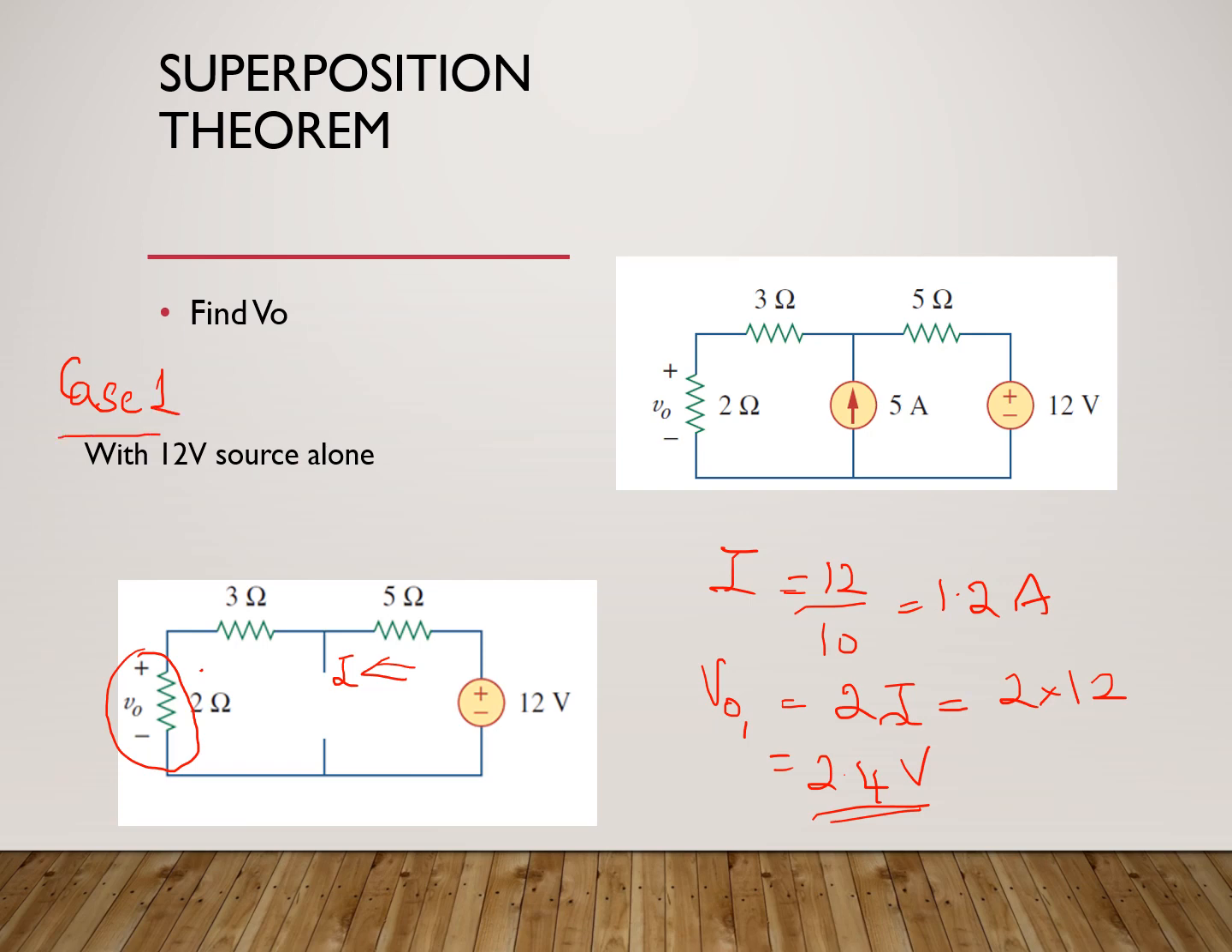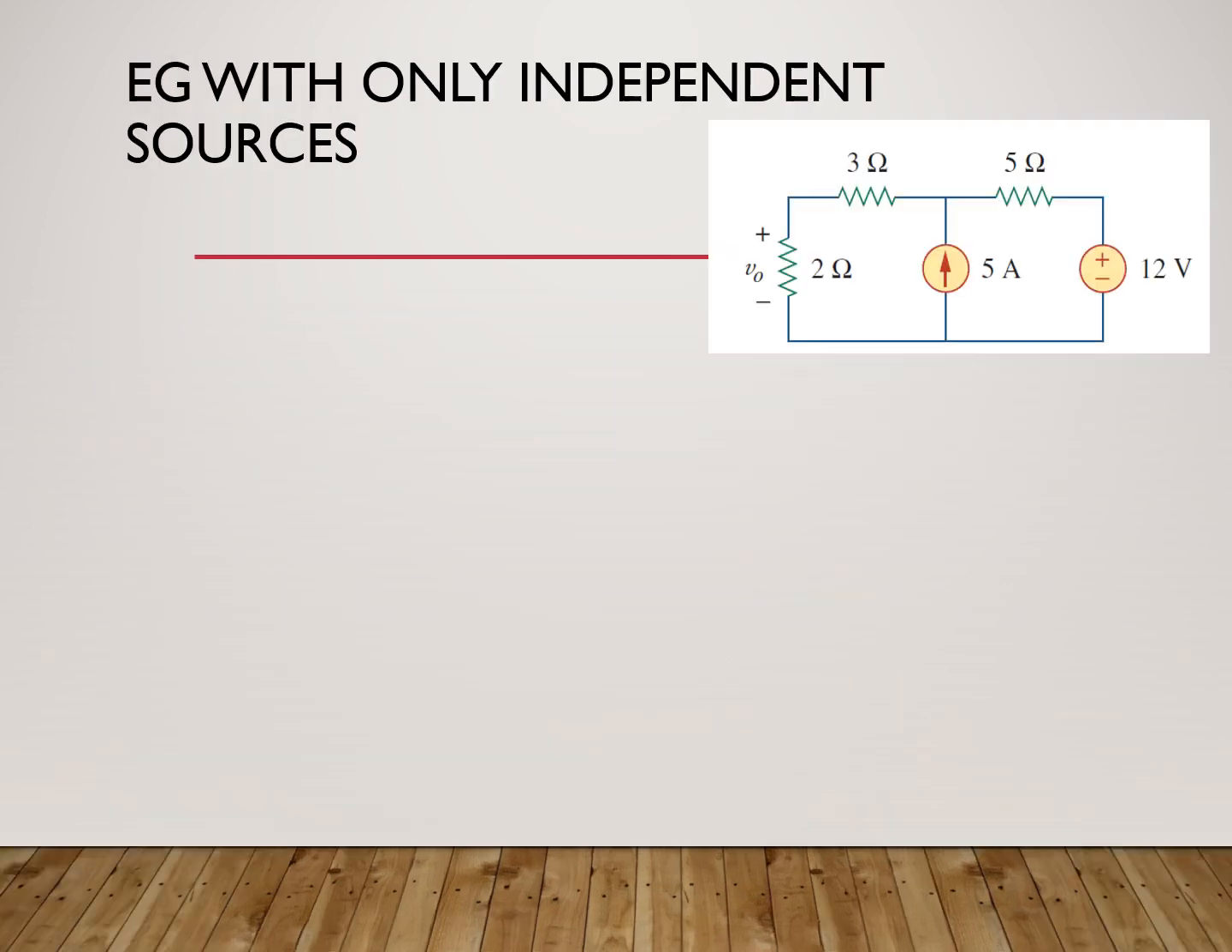Now let us consider case 2, when you have the 5 ampere source acting. I will make the 12 volt source equal to 0 by short circuiting it. So let's consider that case now. This is our original problem, and now we are going to consider the 5 ampere source alone.